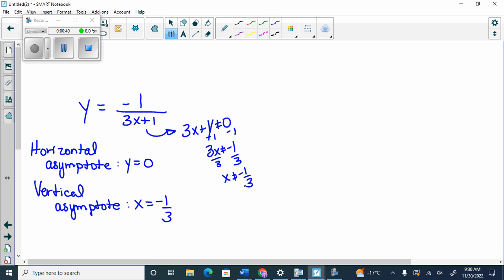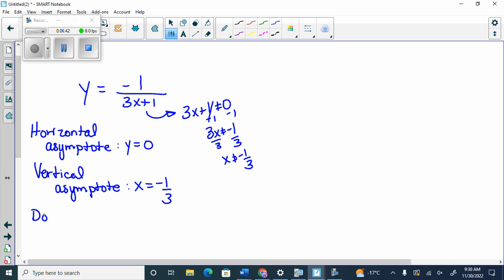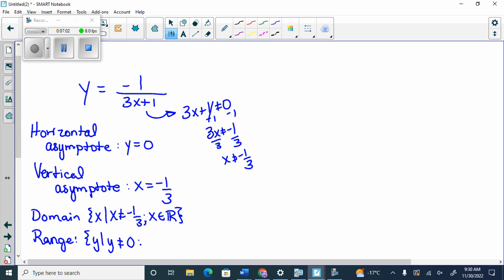And then my domain in set notation would be x such that x can't equal negative a third, x an element of the reals, so it's everything else. And my range is y such that y can't equal 0. We'll do interval notation in the next one.